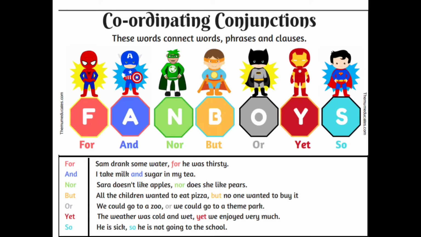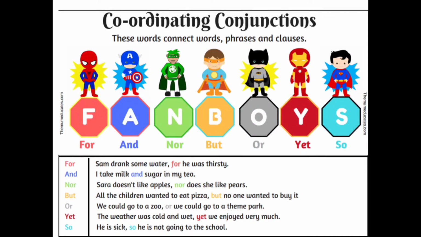Next one is B. So B is for but. All the children wanted to eat pizza, but no one wanted to buy it. So but, this yellow color is referring to this B, and B is for but, right? Next one is or. So O is for or, and this gray is: we could go to a zoo, or we could go to a theme park, right? That is the example of or.